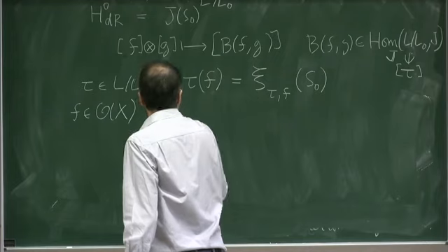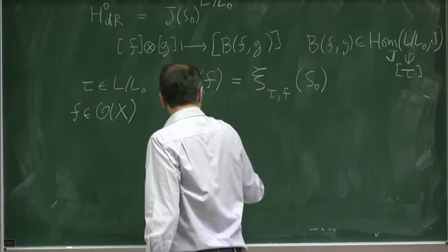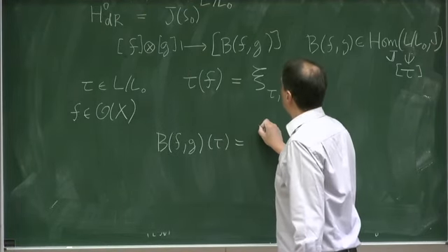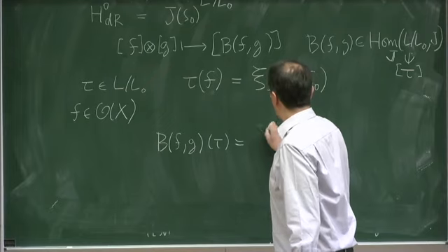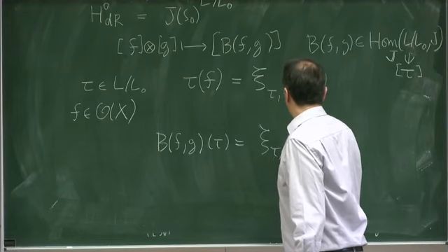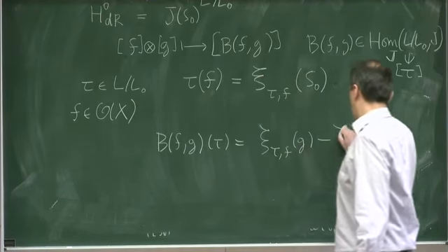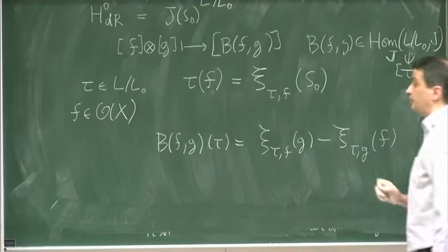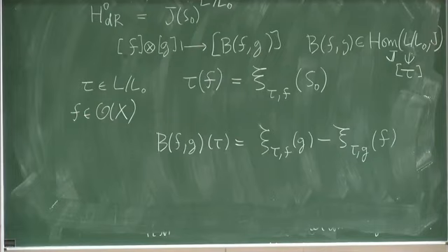Now the claim is that B(f,g) applied to tau is f of xi_tau applied to g, minus xi_tau applied to f, times g, or something like this. There is some formula like this that only uses the structure of the Lie-Rinehart algebra.